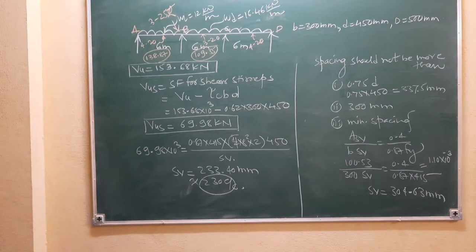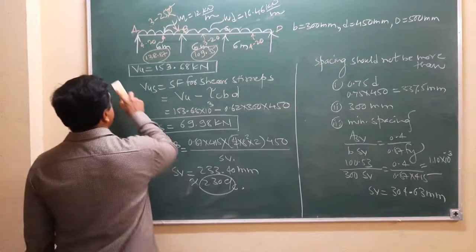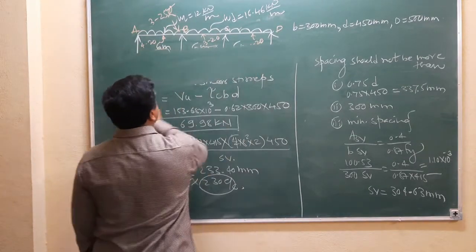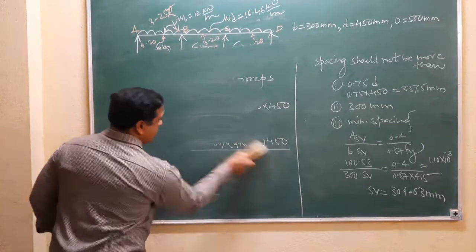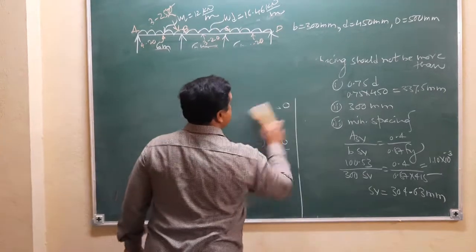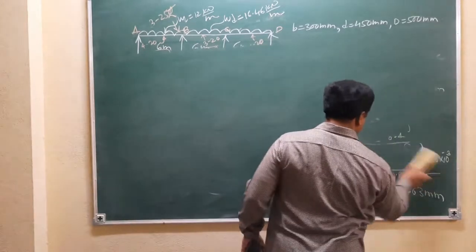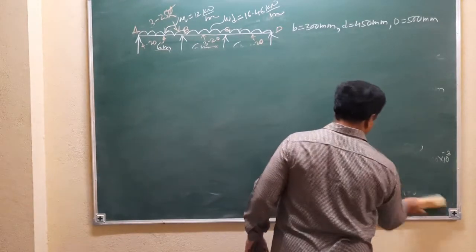So this is the design of a beam for flexure and shear. Now I want to draw the longitudinal section.